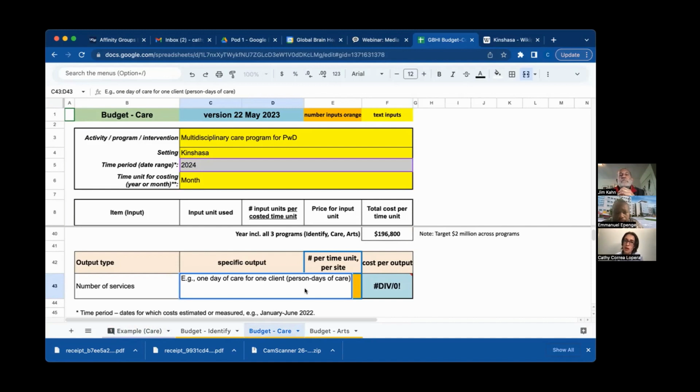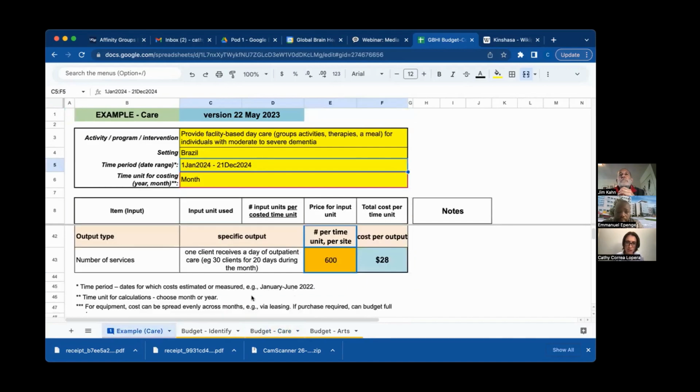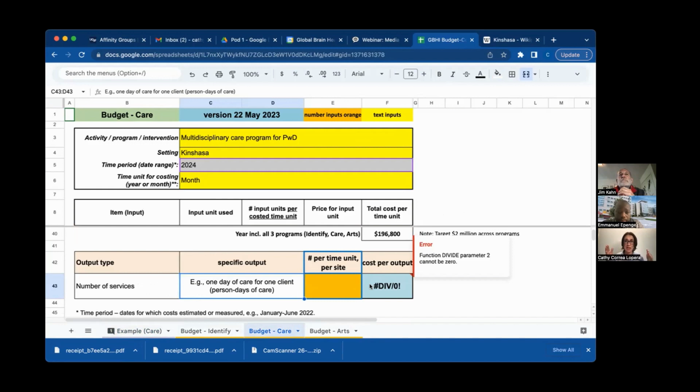Yeah, I think it can work for 20 days. Wait, I have a question. So if I have 1 day of care for one client and I say 30 clients, it means like it's 30 clients a day? Like we are physicians and neurologists and musicians attending 30 persons a day? That's what it means?